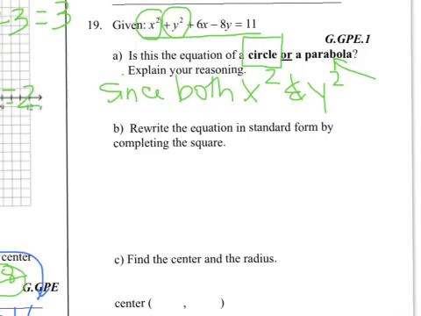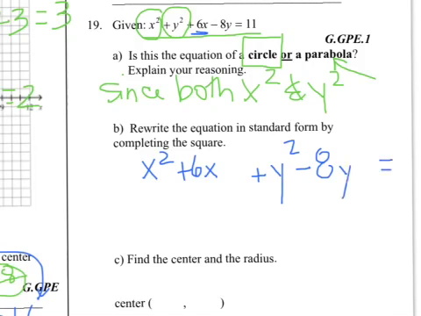Now they want us to rewrite it in standard form, so I'm going to copy it down here, but I'm going to rearrange things. I'm going to put the x's together, so I just brought the 6x over. I'm going to leave a little space. I'm going to put the y's together. And on the other side we have the number 11.